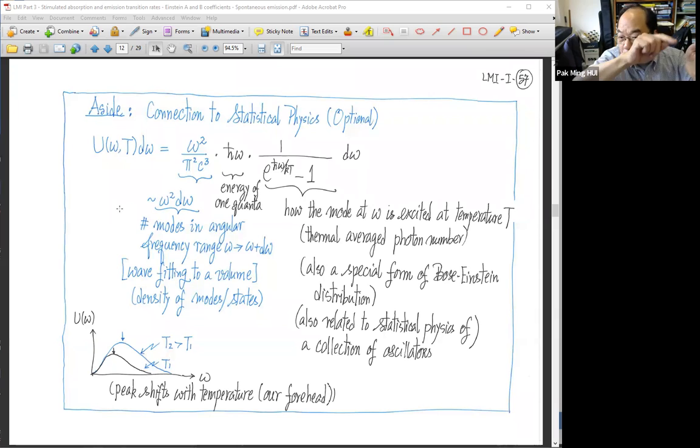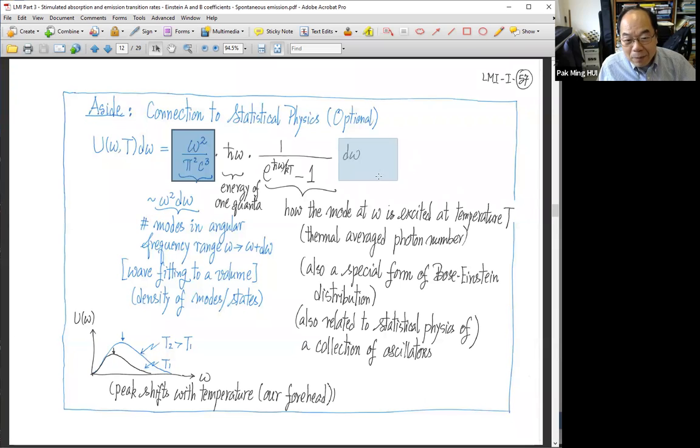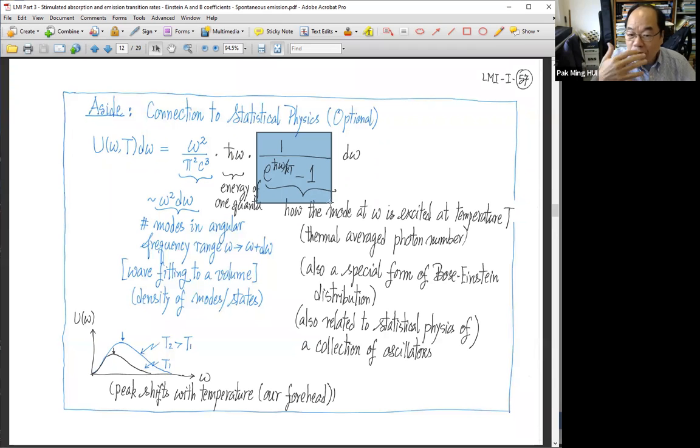And then after you do a lot of this, you ask from omega to omega plus d omega, how many waves can you fit in? You will see this is the answer times d omega. So this is the number of modes, or density of states. And this is the photon energy. And therefore, this can be thought of as a temperature dependent excitation of the number of photons.